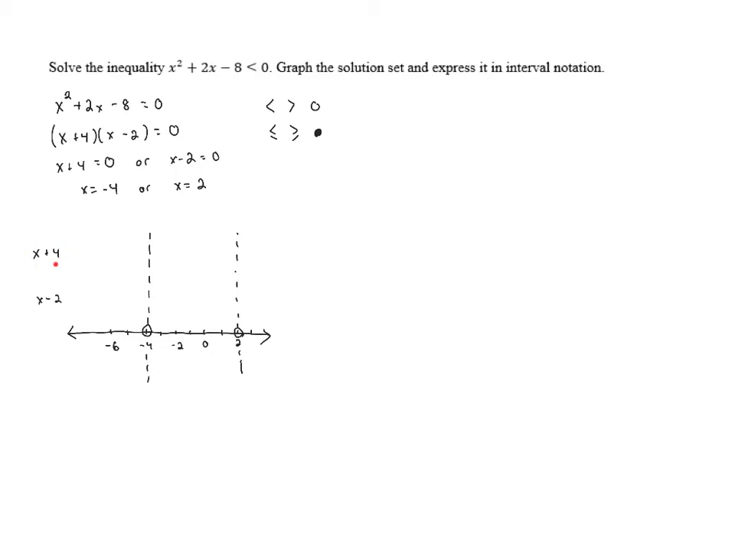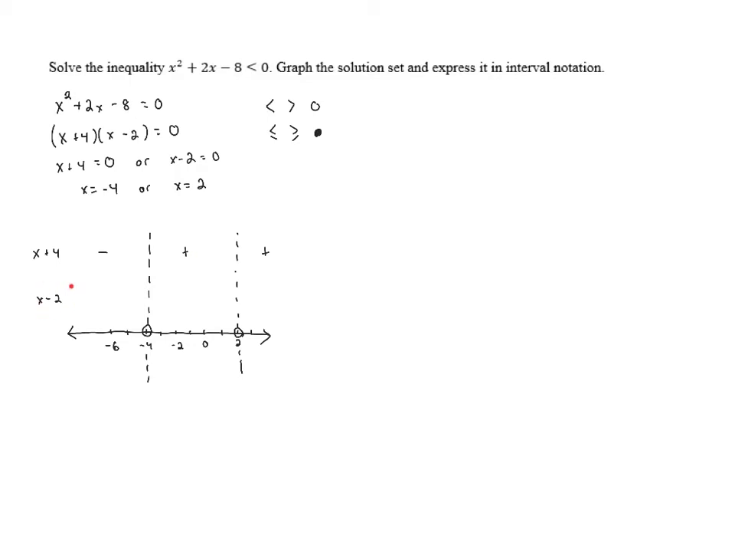Let's start by looking at x plus 4. X plus 4 is going to be positive whenever we are greater than -4. If x is -2, we've got -2 plus 4, which is positive. If x is 3, we've got 3 plus 4, which is positive. It's going to be positive on both of these intervals, and it'll be negative on the first interval. If you plug in a number in this interval, like -6, we've got -6 plus 4, which is going to be -2. So we've got negative, positive, and positive.